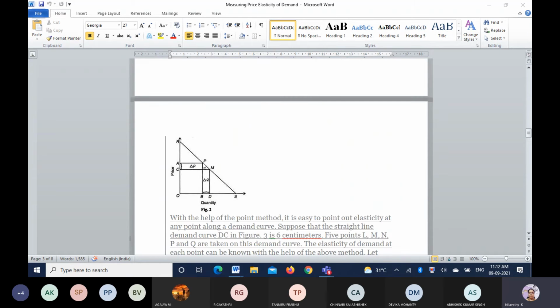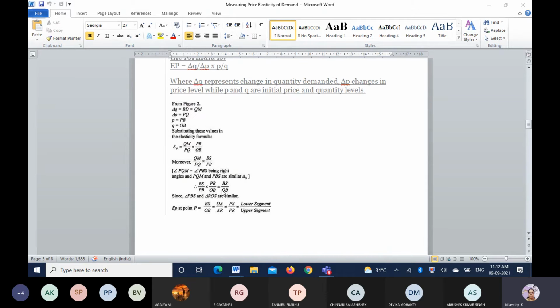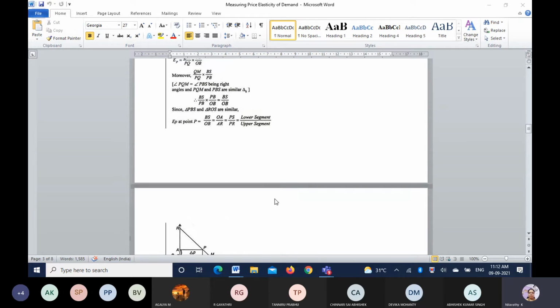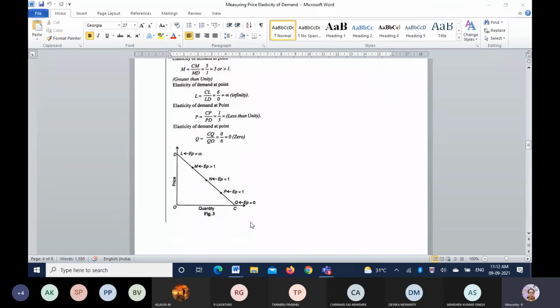Okay, so this is the point. So this point they have taken, and the same thing they have substituted, and they have come to a very simple formula which states that always lower segment divided by the upper segment will be giving you the exact value of elasticity. So here you can see, if you are having a demand curve, and if you are having any point, from the point itself we can say whether it will be an elastic or an inelastic concept.